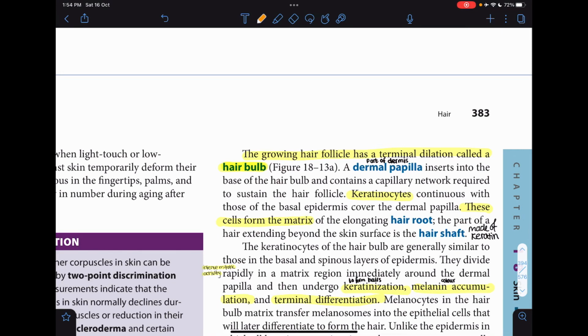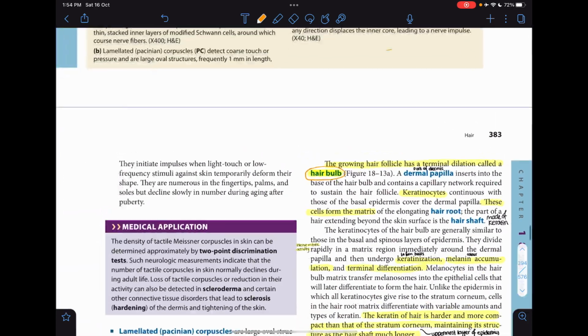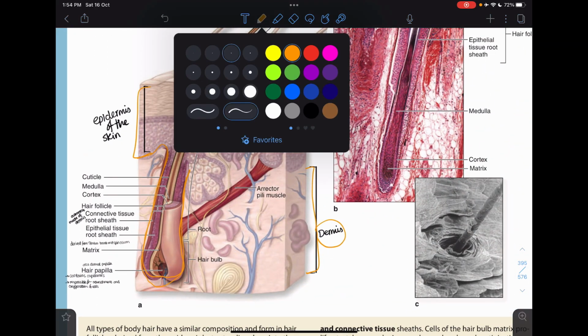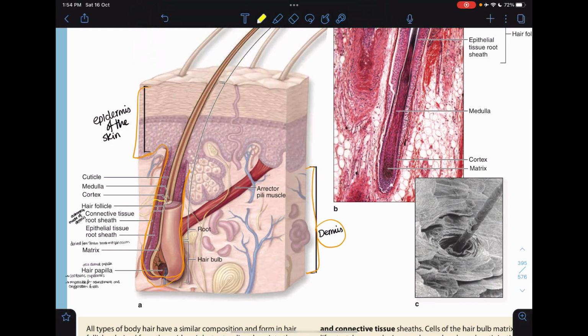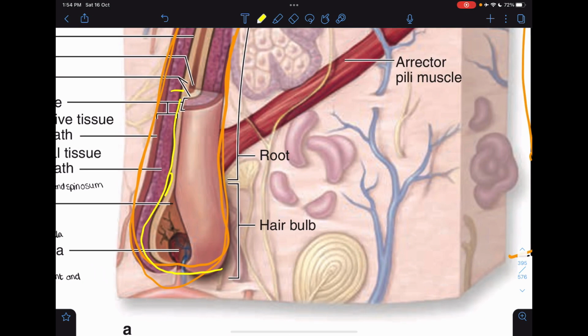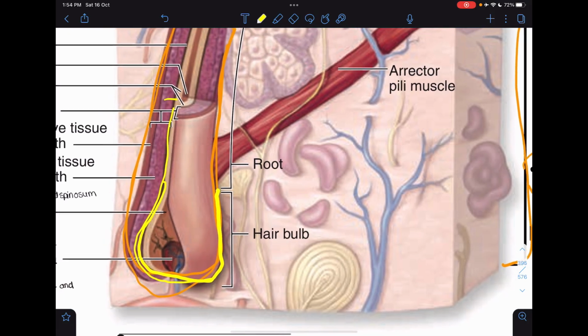The growing hair follicle has a terminal dilation called the hair bulb. خلينا نشوف الهير bulb. هاي الهير follicle، نغير اللون. هاي الهير follicle هون، لو بنطلع هون رح نلاقي إنه هون في عنا a dilation and this dilation is known as the hair bulb.